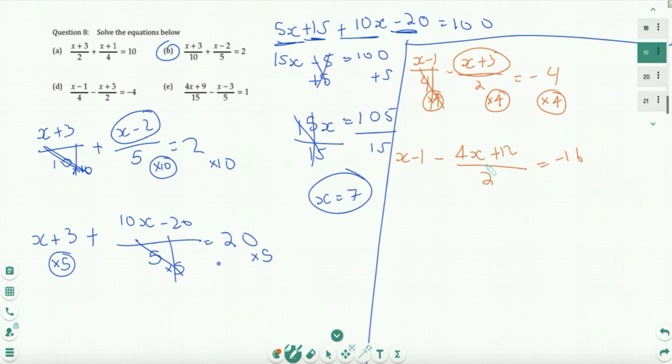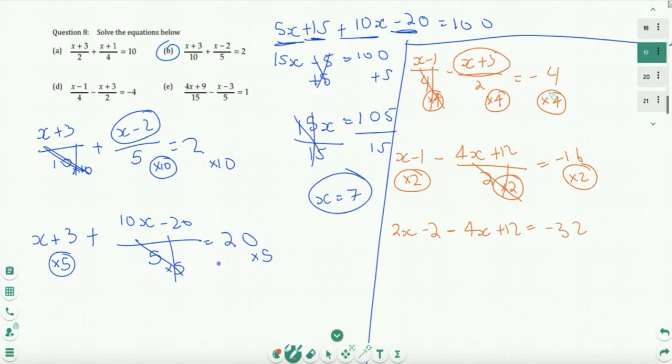Now, I see a fraction here. How do I get rid of it? Well, the opposite of dividing by 2 is timesing by 2. So we're going to times this by 2. If we times this by 2, we've got to times this by 2, and we've got to times this term by 2. So 2 times x is 2x, 2 times negative 1 is negative 2, minus, because of this minus sign. Now divide by 2 and times 2 are opposites, so they cancel out. And we're left with 4x plus 12 equals negative 16 times 2 is negative 32.